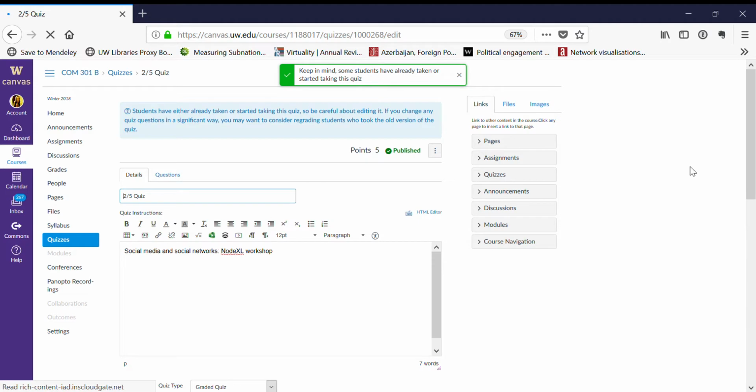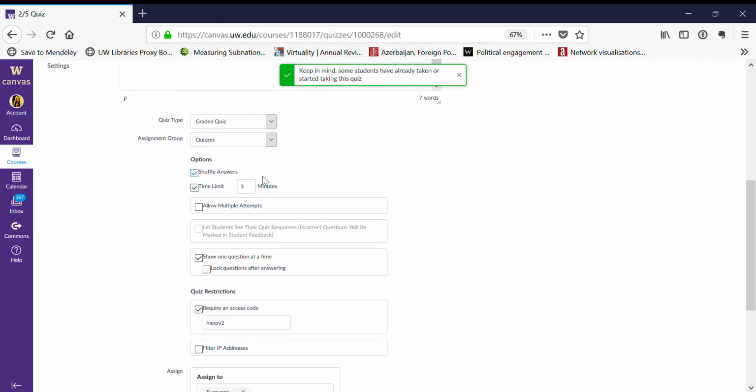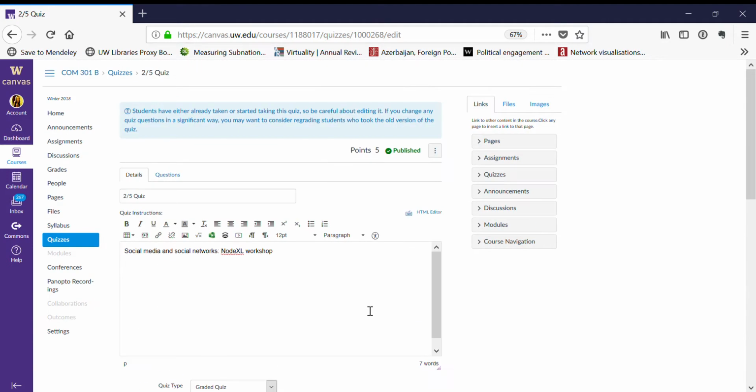So shuffle answers is clicked on. I do show one question at a time, but I don't lock the questions after answering. I have a passcode that I write on the board, and that means that hopefully students won't be sending the passcode to their friends at home. And then I have it set up. This class started at 11:30, so the quiz was available from 11:30, and then I just had it open for 20 minutes in case something got delayed, although it was a 5-minute timed quiz, but this also decreased the chance that people would take it at home.